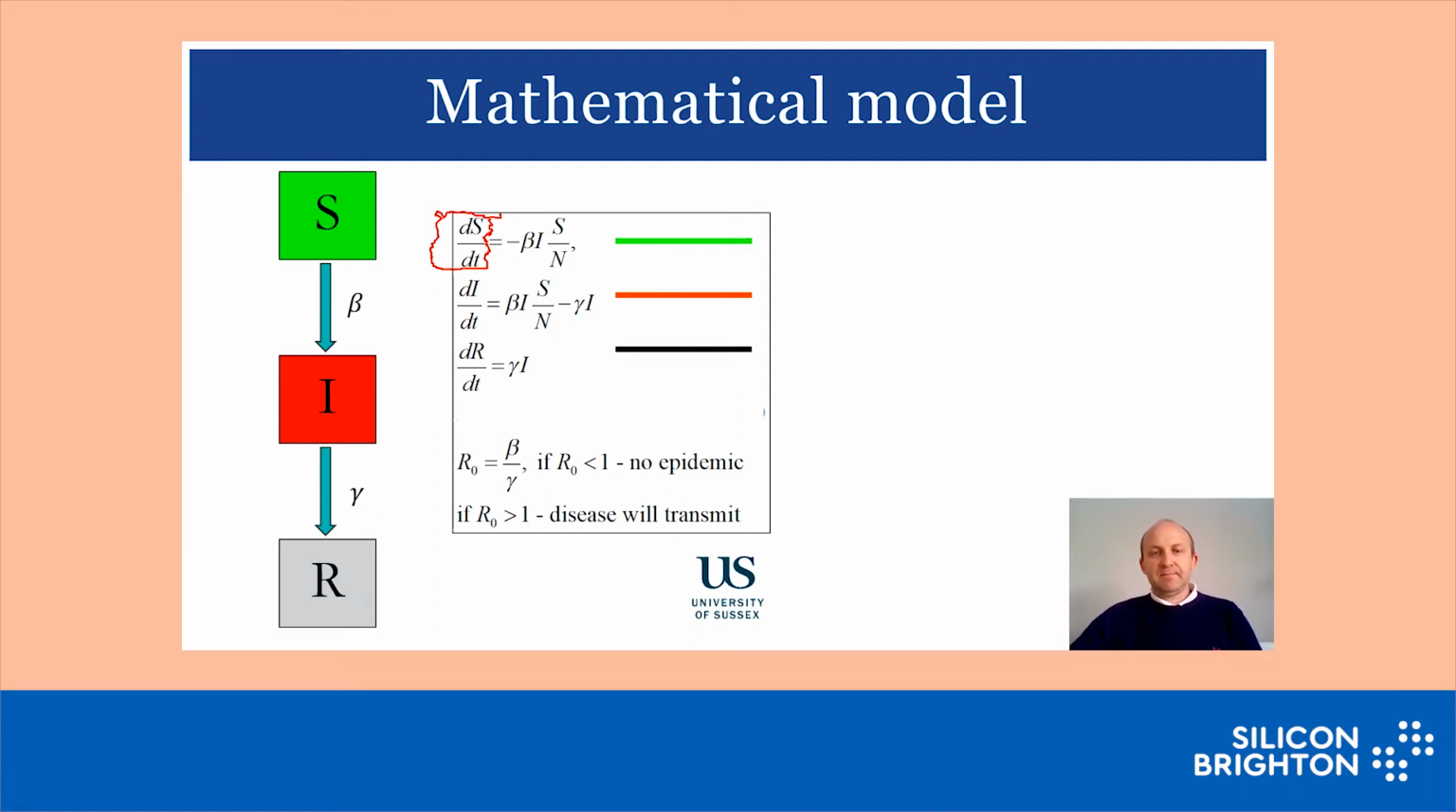And therefore we multiply by this S over N term, where N is the total population size, and this is always a number which is less than 1. And we can see that as the number of susceptibles is depleted, this quantity S over N becomes less and less than 1.